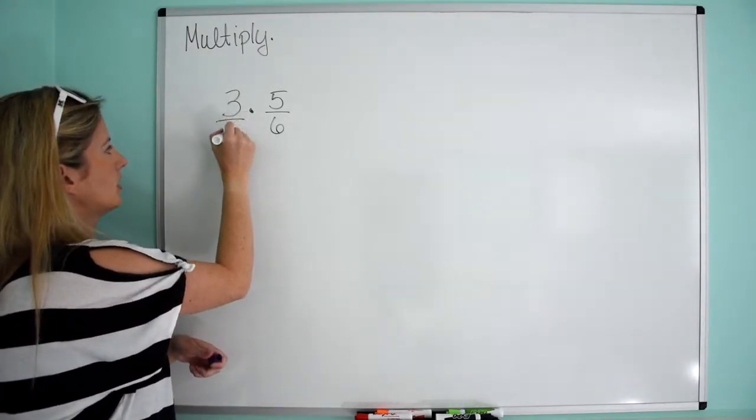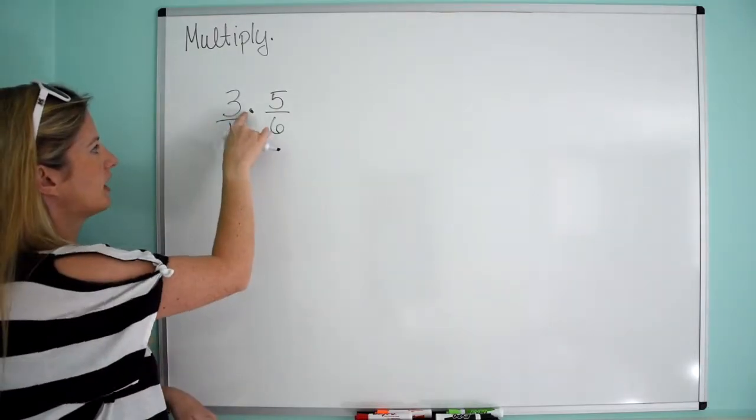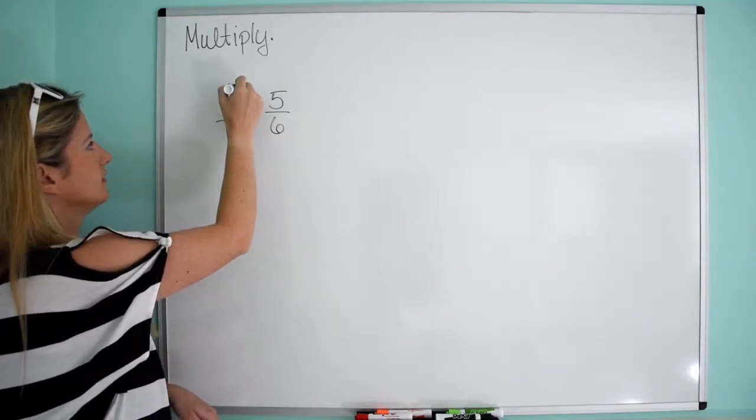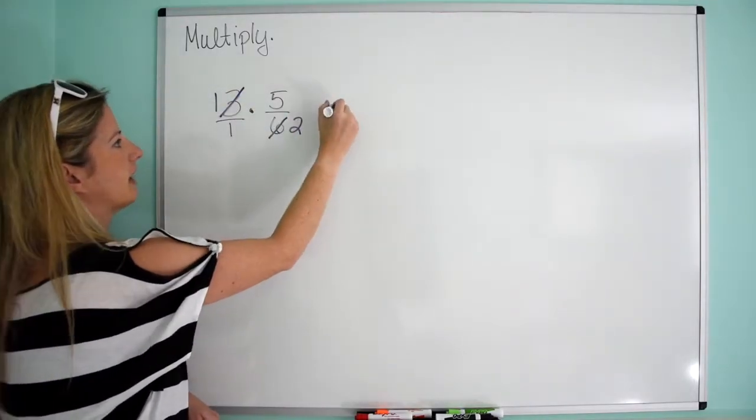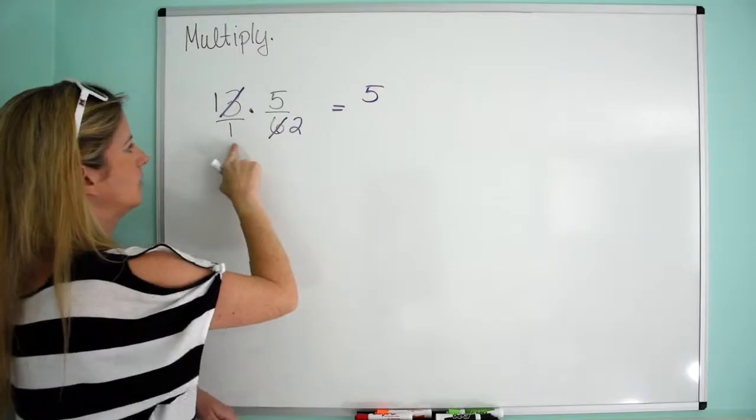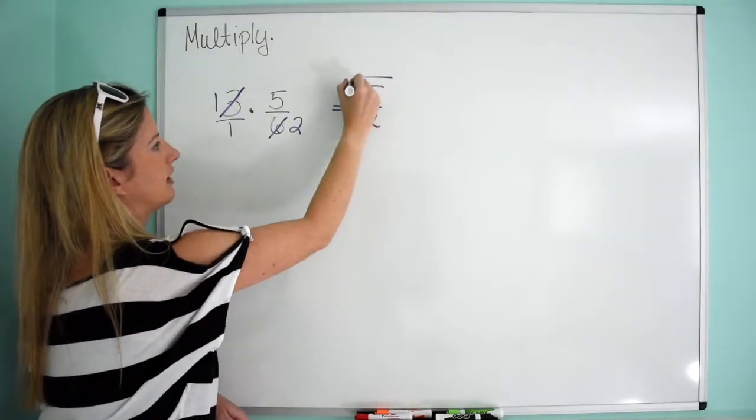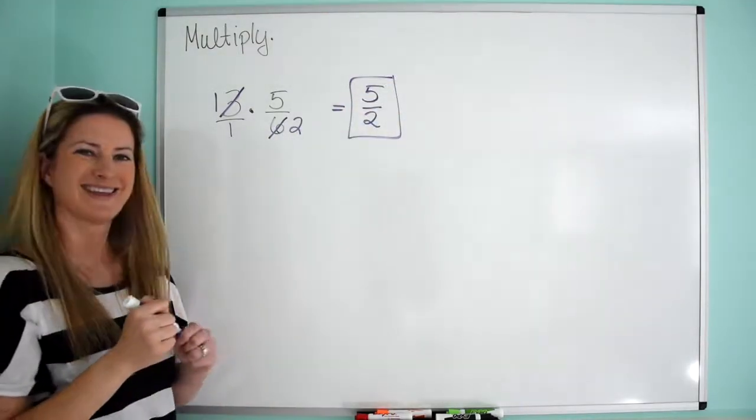So again, we can put the 1 in here if you want to. So we've got a 3 and a 6, okay? So we can divide that out, so that becomes a 1, that becomes a 2. And then it's 1 times 5, which is 5, and 1 times 2, which is 2. So 5 over 2. There you go.